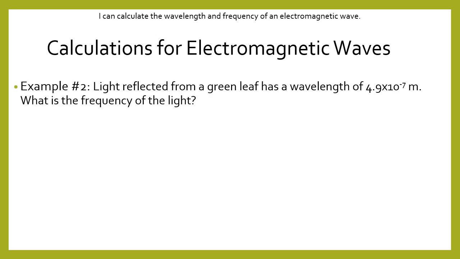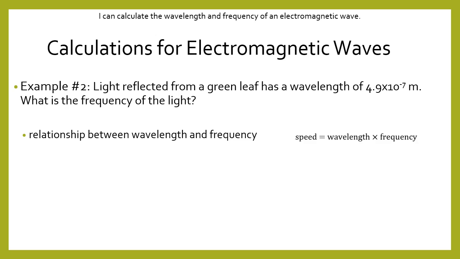All right, one more example here. Light reflected from a green leaf has a wavelength of 4.9 times 10 to the negative 7th meters. What is the frequency of the light? So like before, we're asked about the relationship between wavelength and frequency. So we're going to use that equation again, speed equals wavelength times frequency. The difference is this time we're asked to find the frequency.